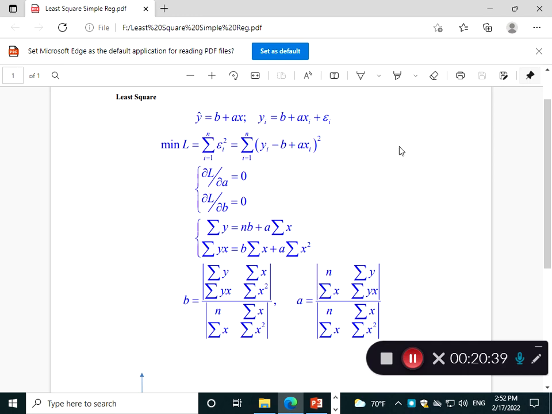Second line: the total difference, the summation of error squared, equals L. L is really the difference between the Y observation and your prediction using B and A. And then you sum this whole thing together. That's your second term. Any questions? No questions.